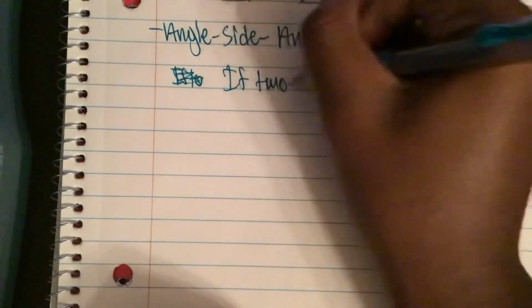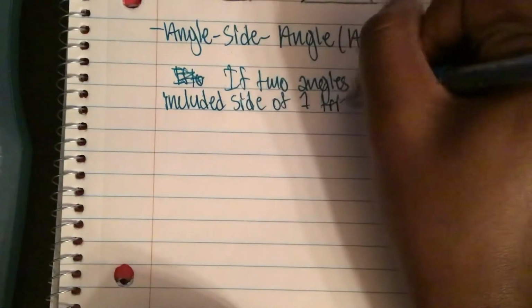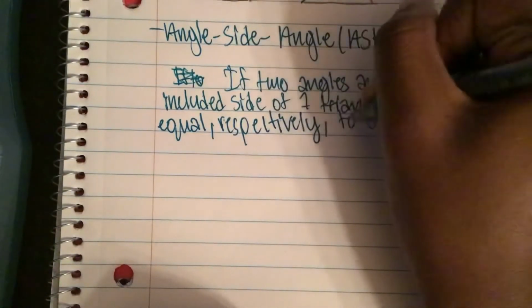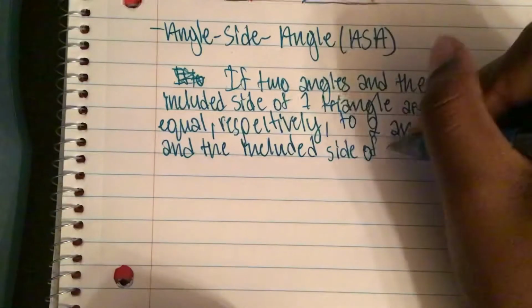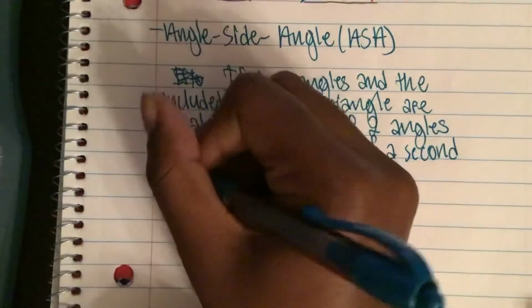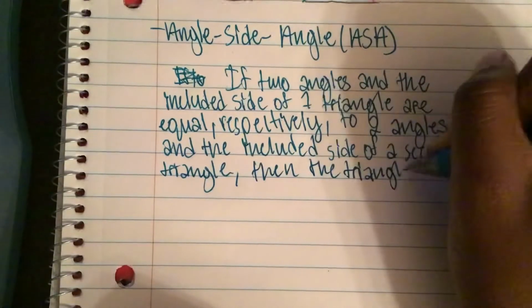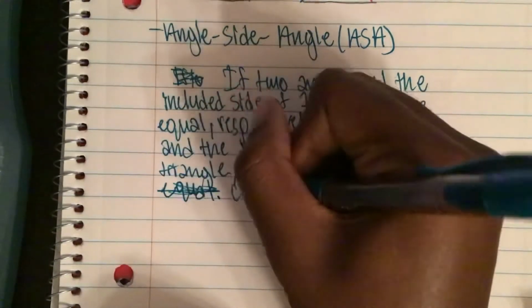if two angles and the included side of one triangle are equal, respectively, to two angles and the included side of a second triangle, then the triangles are equal. Formerly known as congruent.